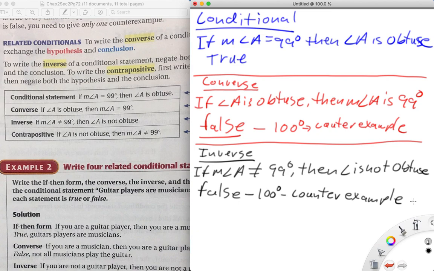Right? If I have an angle that's not 99 degrees, 100 is definitely not 99 degrees, then it's not obtuse. Well, yeah, it is obtuse still. So we've proven a situation where the hypothesis is true, but the conclusion is false. So that's what a counterexample does. Even though it has the same hypothesis, we come to a different conclusion.